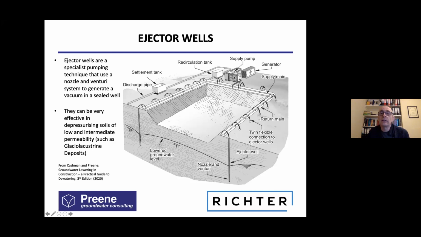and then it's recirculated continuously. By passing the water through the nozzle venturi, it goes through this nozzle at a very high velocity. And if you go back to basic fluid dynamics, this high velocity creates a low pressure, so you get a very high vacuum right here in the bottom of the well. I've used these very effectively in soils of low and intermediate permeability, for example, in glacial lacustrine deposits that are very silty or very laminated. Deep wells and well points can sometimes not be very effective, but ejector wells can be very effective because they create this high vacuum.